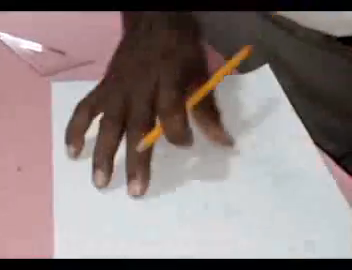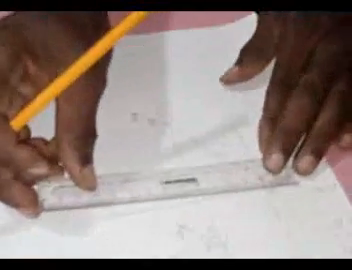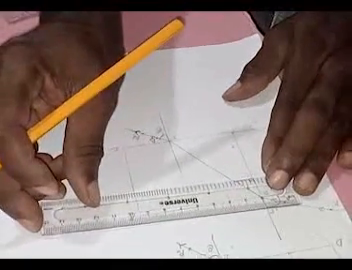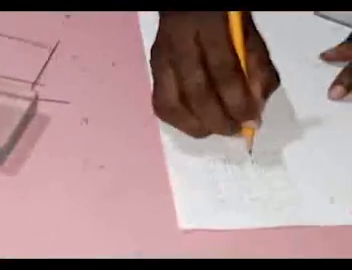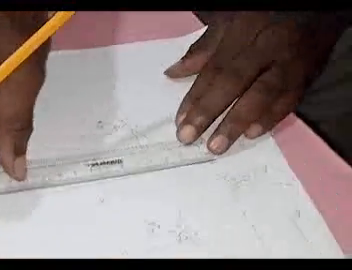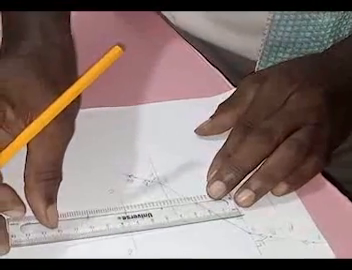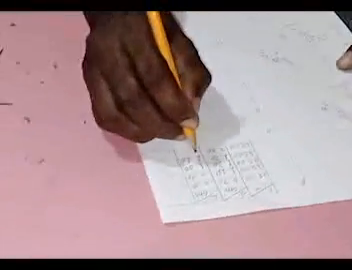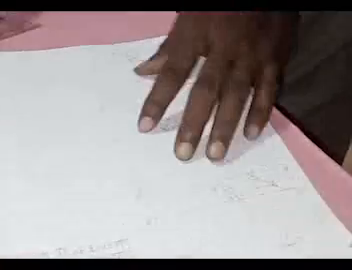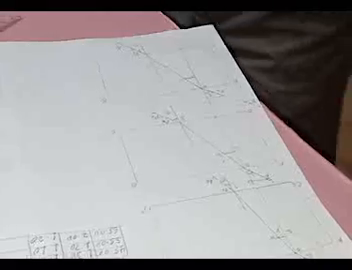For angle of incidence of 65 degree, our D is 2 centimeter. Our L is 1.2. So we now transfer the values to the table.